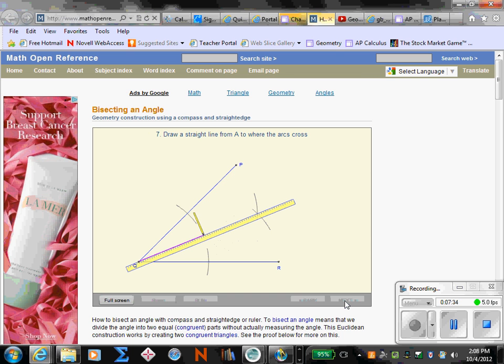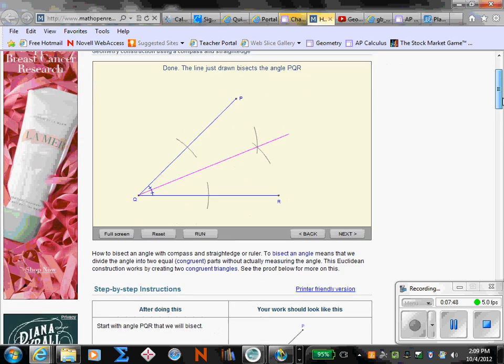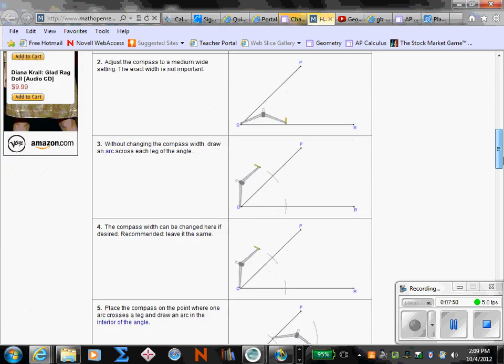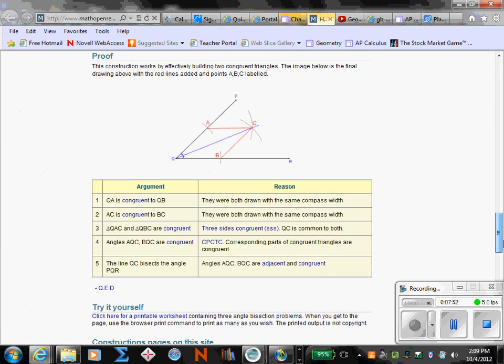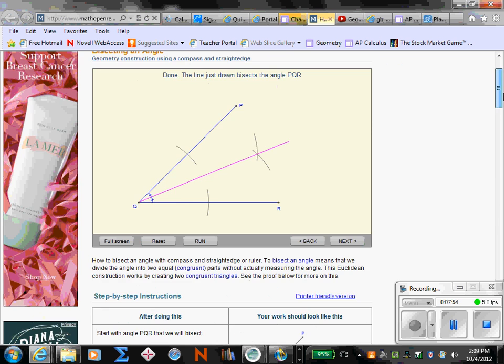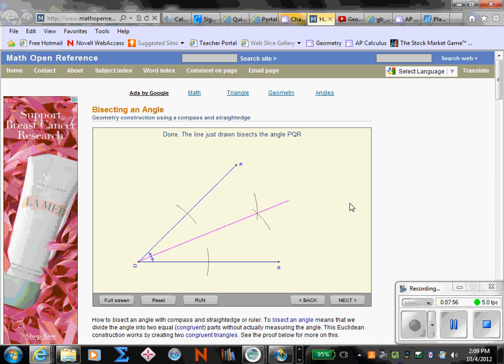Now you'll connect your vertex to the point of intersection of the two arcs, and you have constructed an angle bisector. Notice the markings on your angles. Just like with the other video, if you scroll down, it'll take you through step by step. So you want to take your time and make sure you know how to construct an angle bisector.